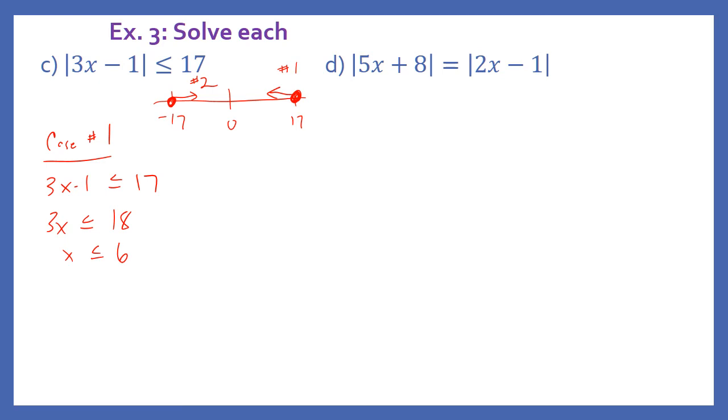Case number 2. Well, that would be the other side, which would be greater than negative 17, because we're going to the right. So 3x minus 1 could be greater than or equal to negative 17. Bring over the negative 1, becomes positive 1. 3x is greater than or equal to negative 16. Divide both sides by 3. X is greater than or equal to negative 16 over 3.